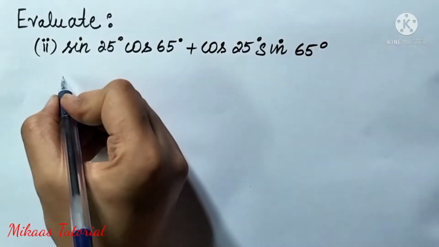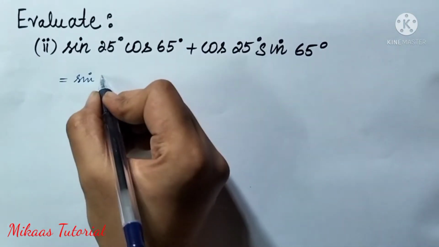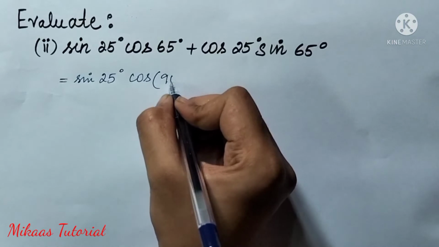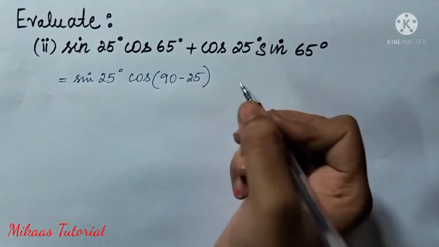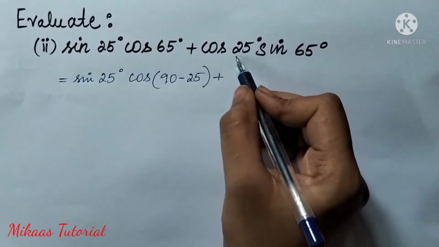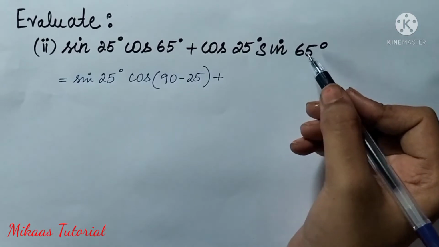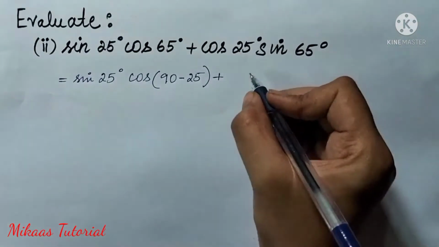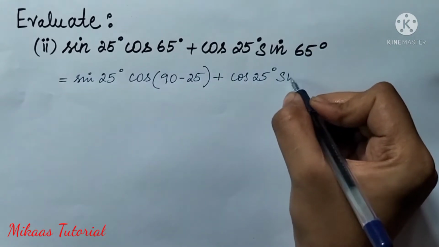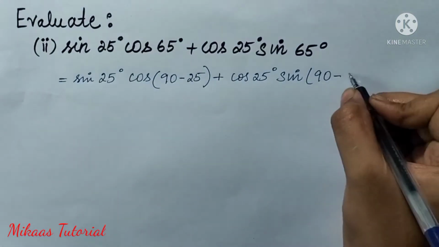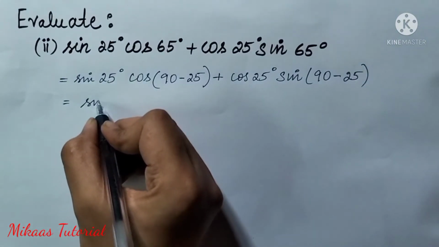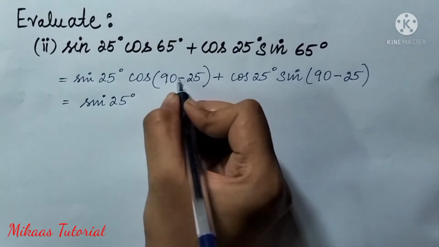So, you can write this sine 25 as sine 25, and this cos 65 you can write as cos of 90 minus 25. Is that correct? We can write this cos 65 as cos 90 minus 25. In the same way, you convert this cos 25 in terms of sine 65, or sine 65 in terms of cos 25. I will change the sine 65 in terms of cos 25, that is sine 90 minus 25. 90 minus 25 is 65. Yes. Okay. Now what is cos 90 minus 25?